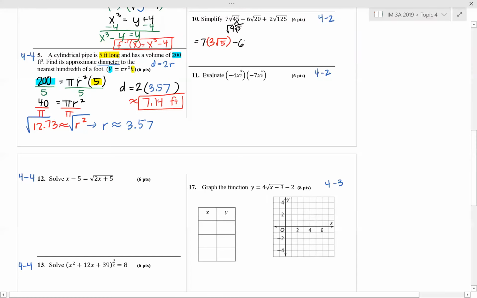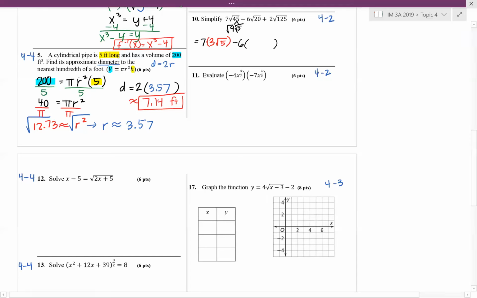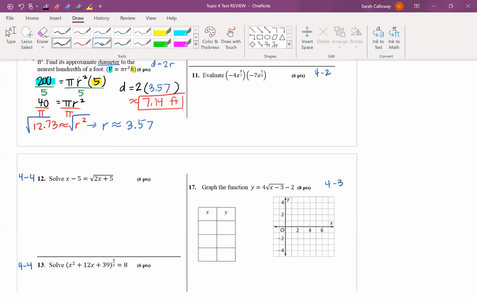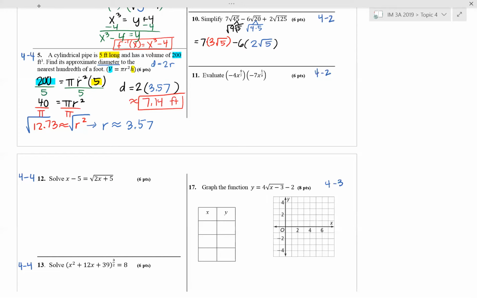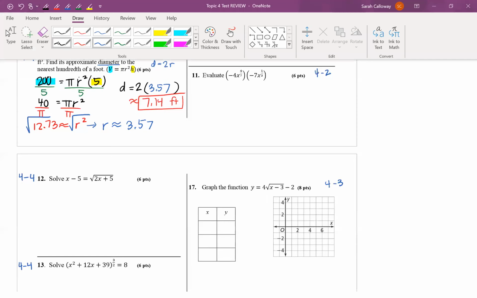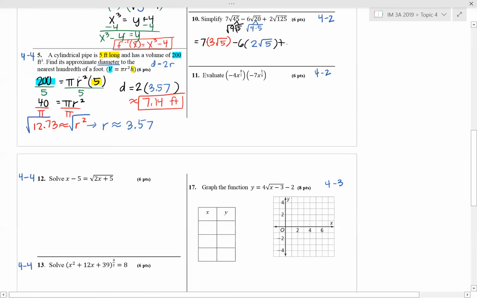For the next one, we have -6 times the square root of 20. So if we kind of use that strategy again, 20 has a perfect square factor of 4. It's 4 times 5. And so the square root of 4 is 2. And the 5 has to be left inside the radical. So it looks like we'll be able to combine these because they have a square root of 5. So hopefully this last one also has a square root of 5.